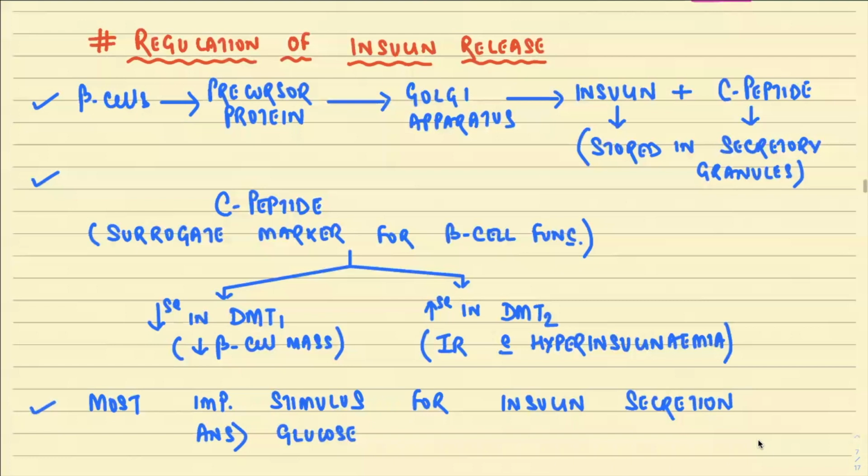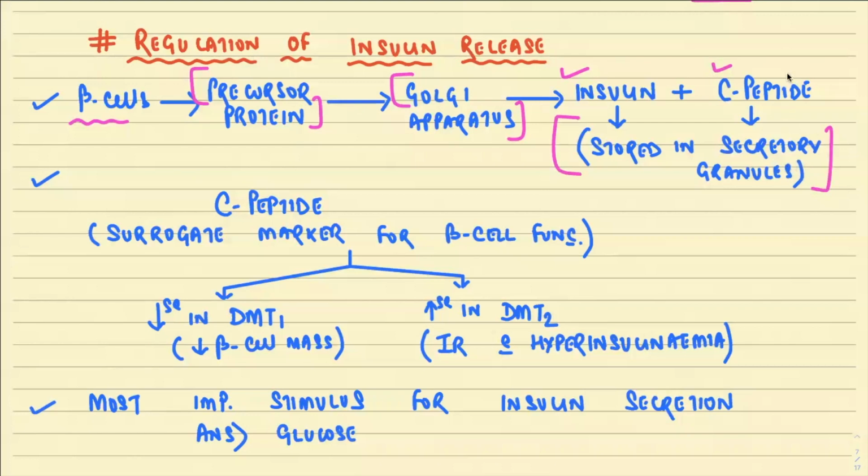Regulation of insulin release. Now, how is the insulin release controlled? Let us try and understand. The beta cells of the pancreas first make a precursor protein, which goes to the Golgi apparatus. From the Golgi apparatus, the insulin is released. Along with the insulin, the C-peptide is also released, and they are stored in secretory granules within the beta cells.